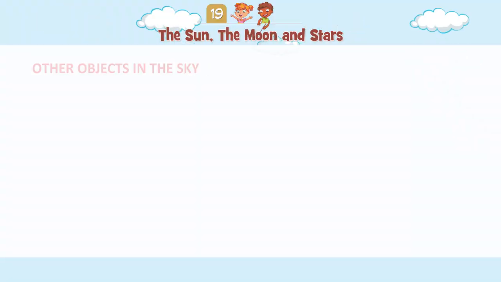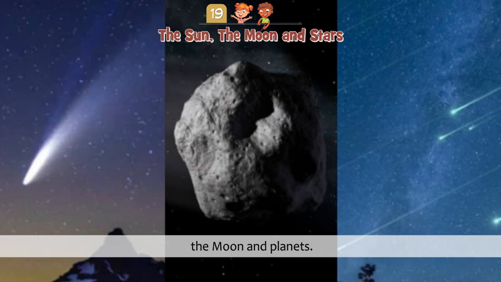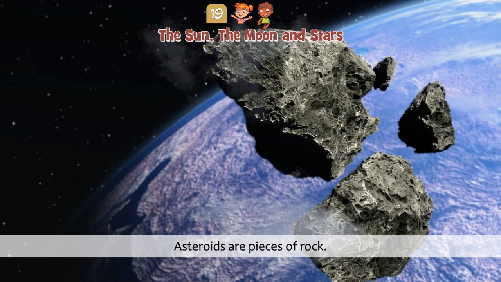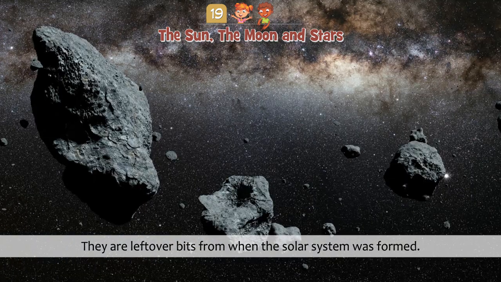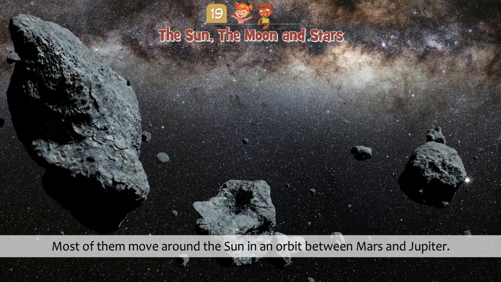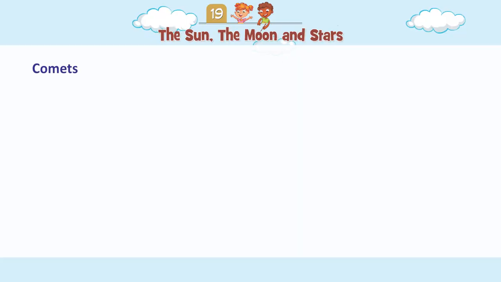Other objects in the sky. There are other objects in the solar system except the sun, the moon, and planets. Asteroids. Asteroids are pieces of rock. They are leftover bits from when the solar system was formed. Most of them moved around the sun in an orbit between Mars and Jupiter. We can see them with the help of telescope.